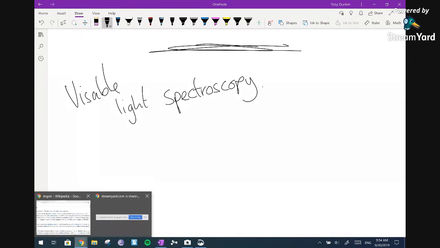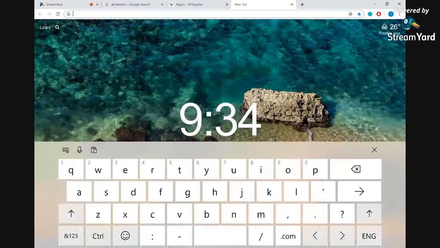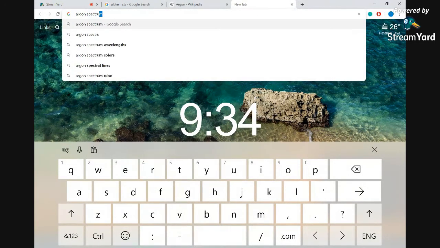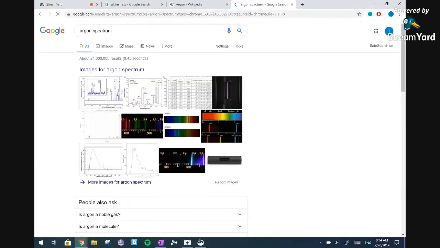And I can show you what he got, which is really cool. So he got argon spectrum. It's such a great story. And that's what he saw.